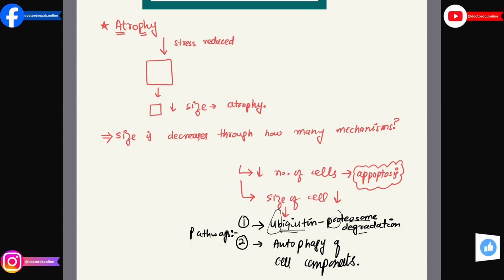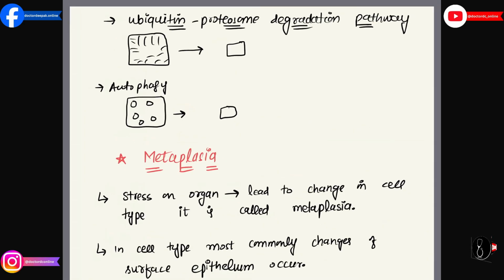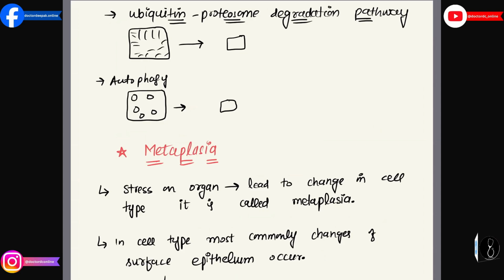So we know that in the proteasome there are different kinds of hydrolytic enzymes, and those enzymes help in degradation, in breakdown. So you have to keep in mind the cell size is going to decrease by two mechanisms. First is the ubiquitin proteasome degradation pathway, and the second mechanism is autophagy. Let's try to understand these terms with the help of a diagram. Here I have made two diagrams. The first one is the ubiquitin proteasome degradation pathway, and the second one is autophagy.